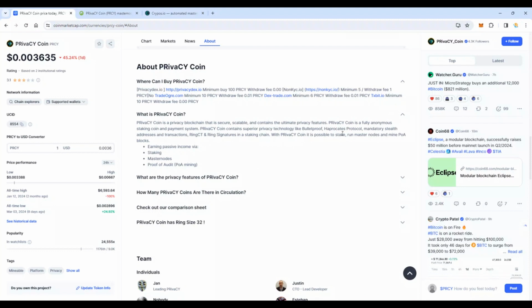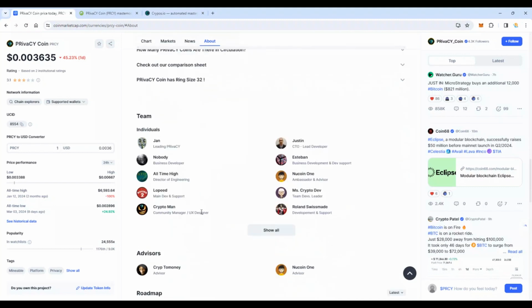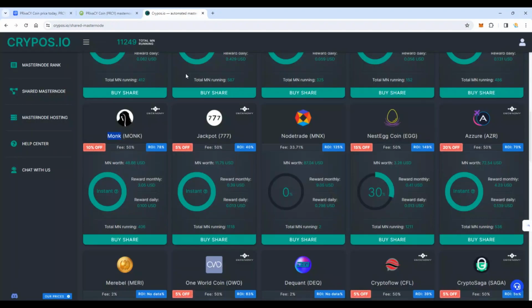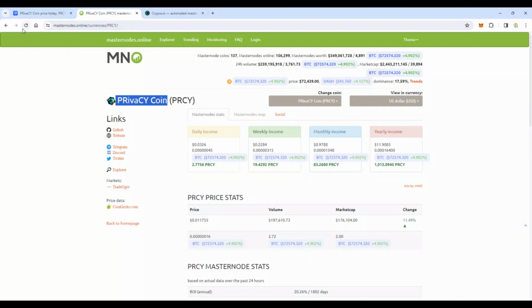With Privacy Coin, it's possible to stake, run a masternode, and mine POA blocks. Anyway, let me just pick any random one for the purposes of just learning how it's done.